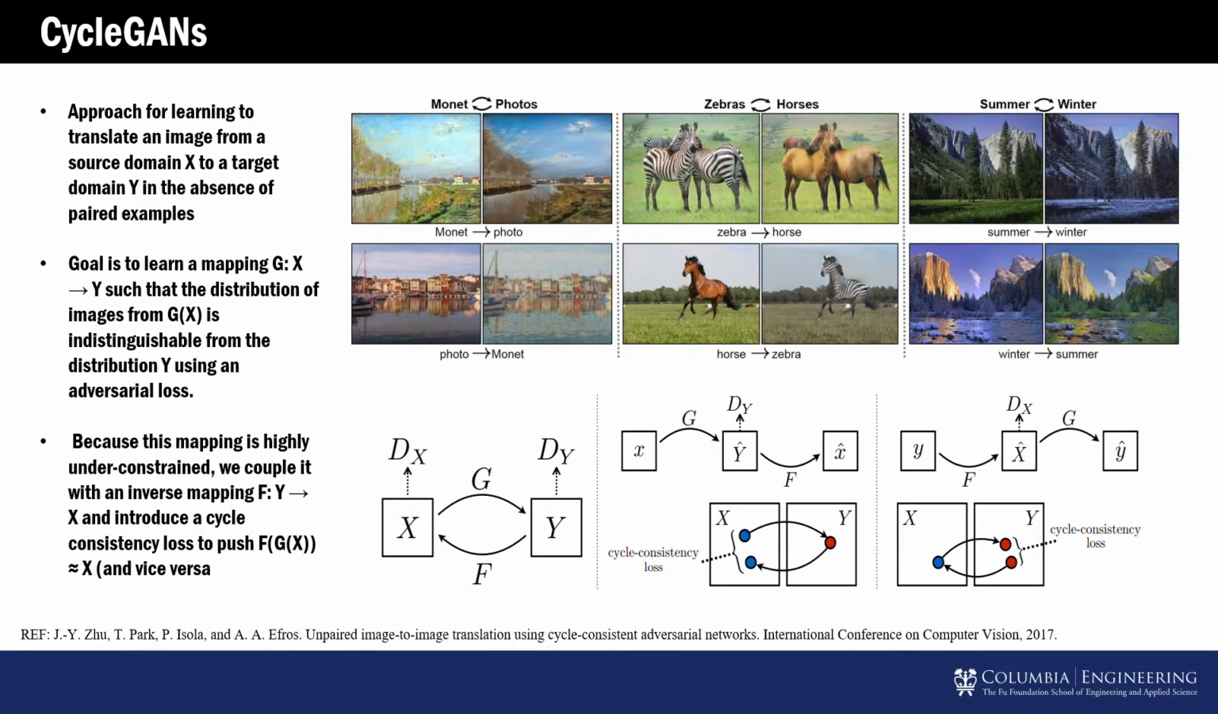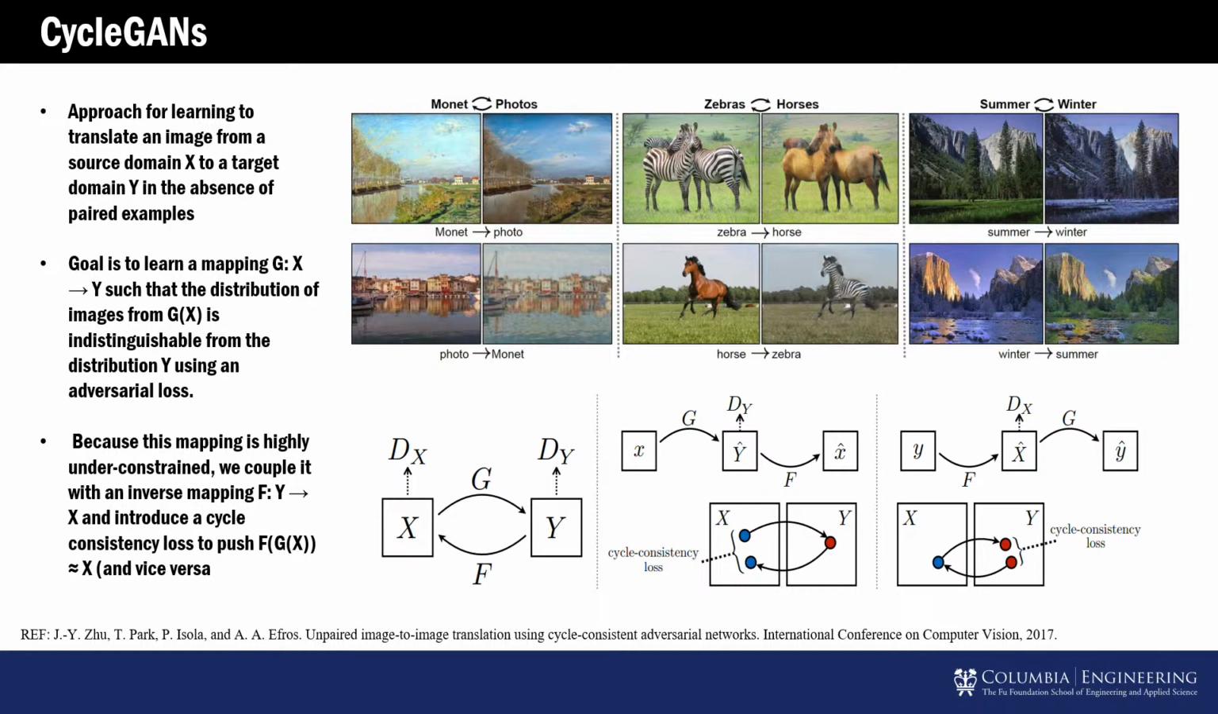For CycleGANs, now we're working with unpaired, unsupervised image-to-image translation. And the approach for learning to translate an image is now vastly different than what we saw in Pix2Pix. Our goal is still, though, to learn a mapping G from X to Y such that the distribution of images from G of X is indistinguishable from the distribution Y using the adversarial loss.